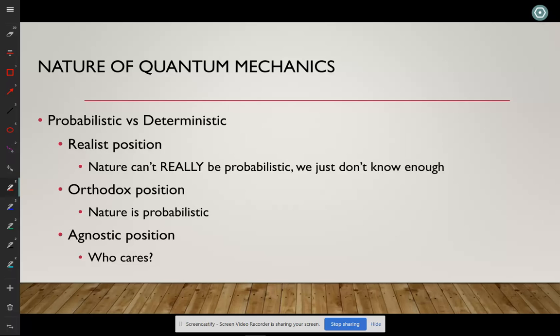But the realist position is the one that feels comfortable, right? The one that says that if we knew everything perfectly, we could know exactly what's going on. If we know what its position is right now, we know exactly what its position was a split second ago. That's the realist position. But that's not the Orthodox position.